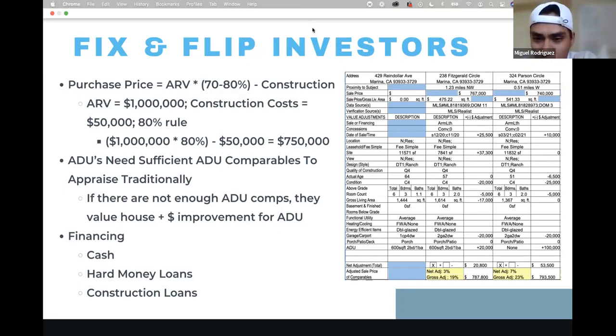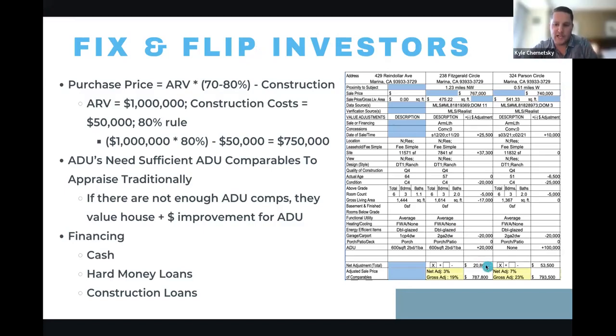But the properties you're comparing on the left, they did have an ADU. I'm confused how it only appraised for 20,000. Am I reading that wrong? What are you looking at, the net adjustment right here? This 20, right above that.